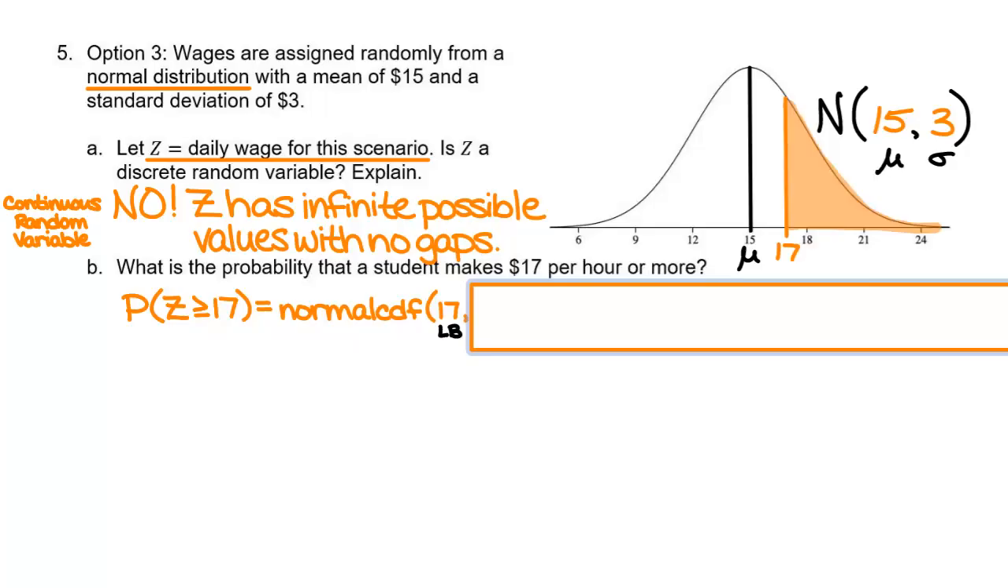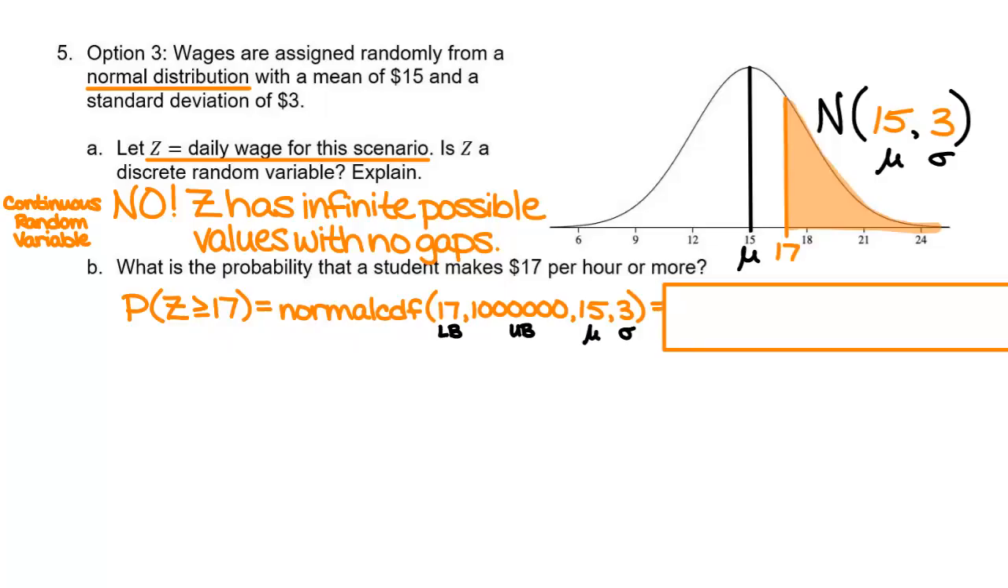What'd you say? Infinity. It goes on forever. I'm not going to put an infinity in here, though, because the calculator needs to actually take a number. So I'm going to pick a really big number, something like, I don't know, do you think 1 million would definitely catch everything? So after I put my lower bound and my upper bound in there, I need 2 more numbers. What do you think those 2 numbers are? Mean and standard deviation, the same thing that we put in the parentheses up there.